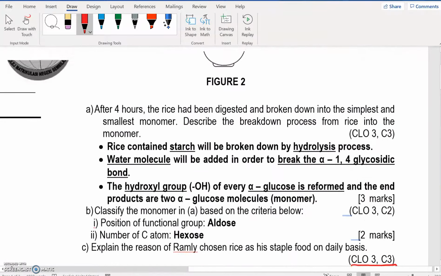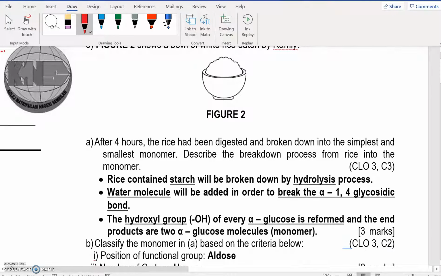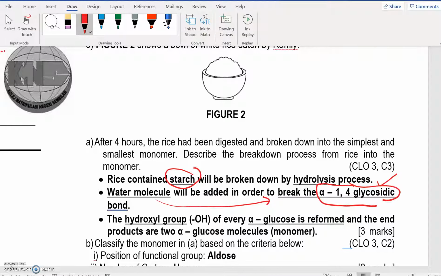For number 2, about rice, you must mention the starch with the hydrolysis process, so you get 1 mark. A water molecule must be added to this, and you must complete the bond. Alpha glucose also must be mentioned. So you managed to get 3 marks here.